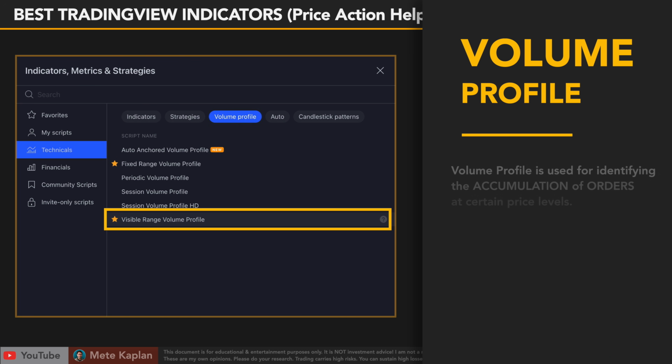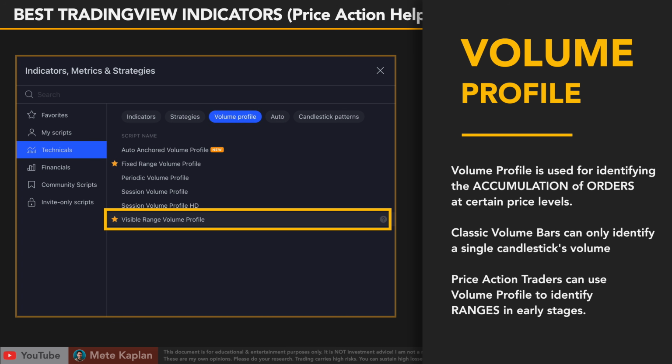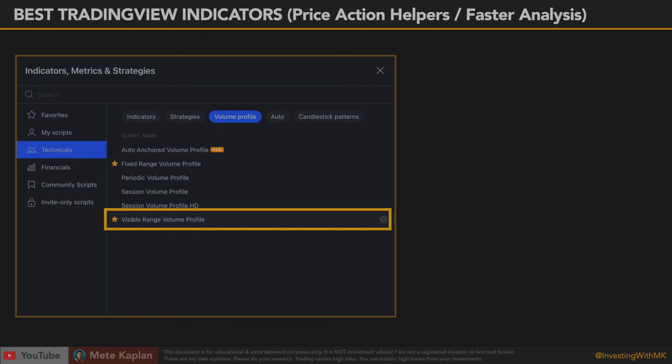So, what is this indicator for? Unlike the classic volume bars at the bottom, which show you a single candlestick's volume action, this indicator helps us to identify accumulating orders and trading activity at certain price levels. Yes, you heard it right, accumulating orders at a price level. What does it remind you of? Yes, the ranges. I use the indicator mostly for quickly identifying the ranges.